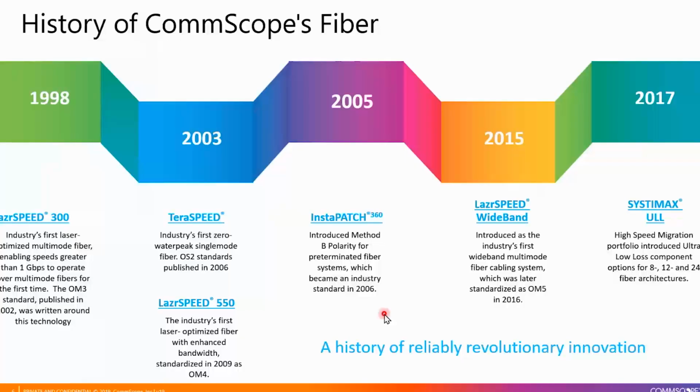And if you see fiber, in 1998 itself, we got something called Laser Speed 300, which became a standard cable of OM3 in 2002. Same way as Laser Speed 550. When we say Laser Speed 300 or 550, this mentions the distance which can be supported for the 10G application. So when we say 10G, it can support up to 300 meters on OM3 fiber cable, whereas 550 supports 550 meters on OM4 cable for the 10G application.